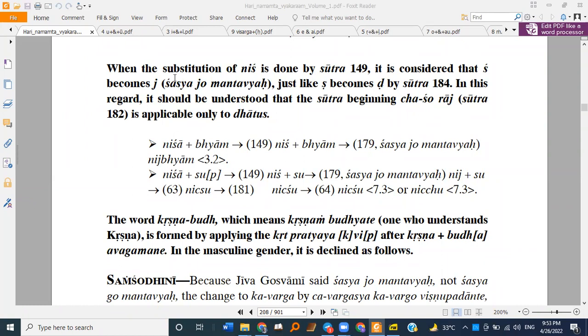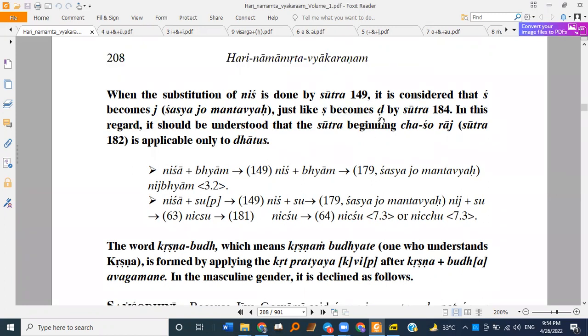we have this maxim here. It's like a sub rule. It's not a proper rule, like a main sutra. It's a sub sutra or sub rule. Shasya jo mantavyaha. That it is considered that sh becomes j, just like sh becomes da.